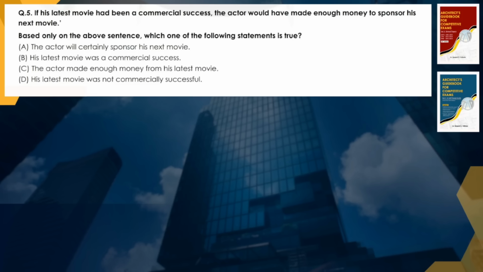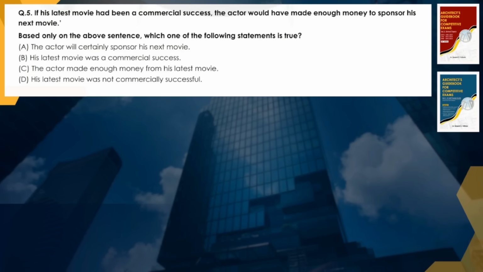Now we go through the options one by one. Option A is the actor will certainly sponsor his next movie. We can't be so sure because the sentence itself starts with if his latest movie had been a commercial success. So there is no surety, no certainty. So option A is definitely incorrect. Option B is his latest movie was a commercial success. No, this option is also incorrect. C, the actor made enough money from his latest movie. We can't say this as a confirmed statement.